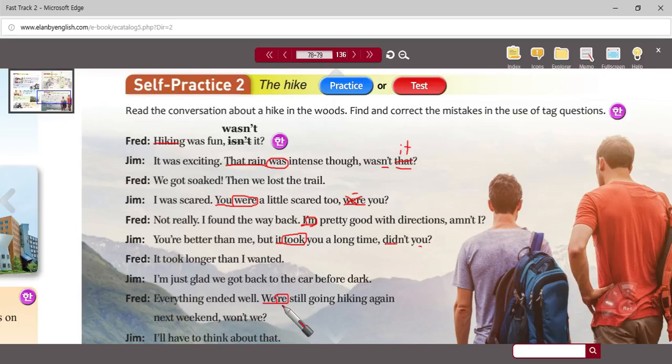What does Fred say? We're still going hiking again next weekend. Aren't we? All right, so the verb is are, so not will. Okay. So if there was a will somewhere in here, that would be correct. The subjects match, it's just the verbs do not match. So this is a positive be verb, okay? And even the tense is wrong, right? All right. So we're still going hiking again next week, aren't we?